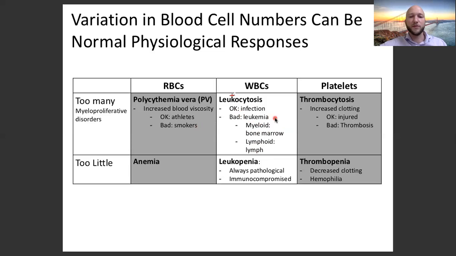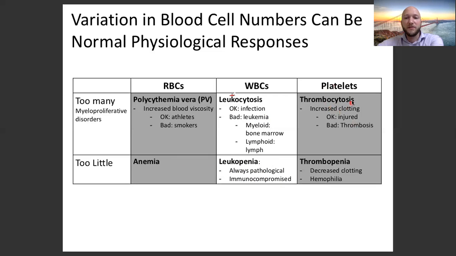So leukemia is the proliferation of white blood cells, which people associate with cancer. So too many white blood cells. And usually with leukemia, you're not really making effective white blood cells, and so that's not a good thing. Too few white blood cells is always a bad thing. It's always pathological, and it means that person is immunocompromised. They do not have a normal functioning immune system.